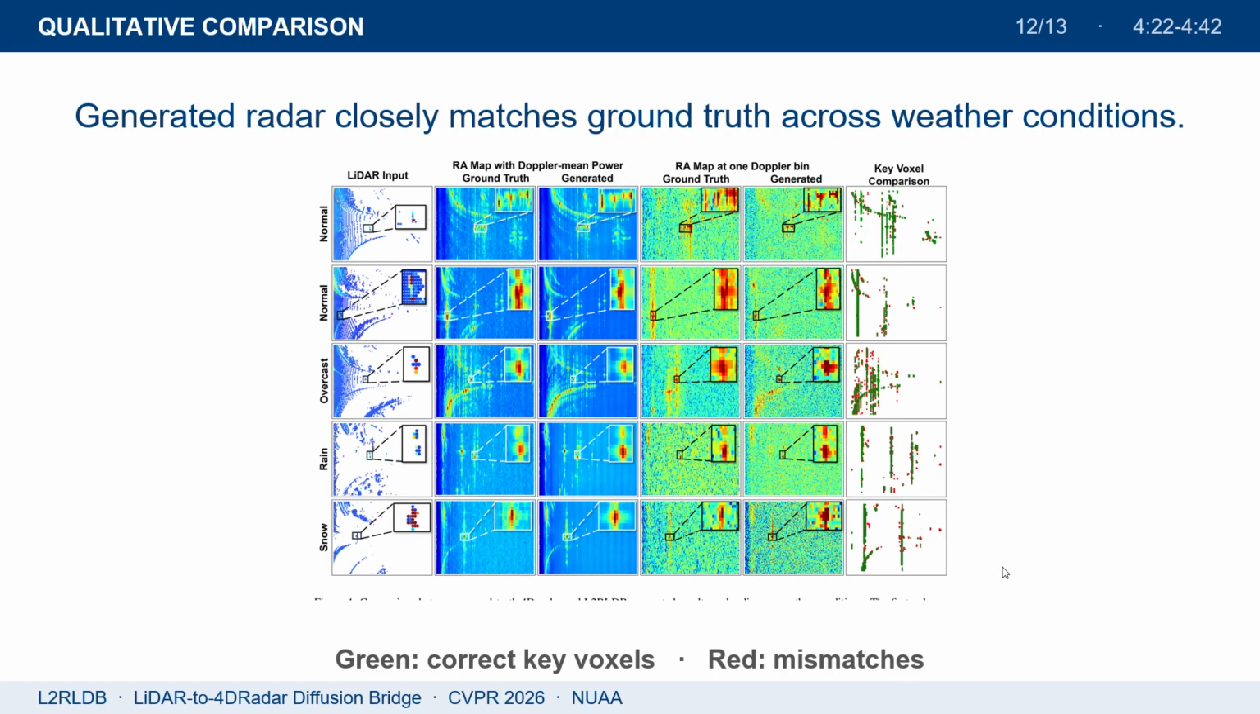Qualitatively, our generated radar closely matches ground truth across normal, overcast, rain, and snow conditions. Power maps align, Doppler bins align, and key object voxels, shown in green, correctly localize vehicles and road curbs in every weather.